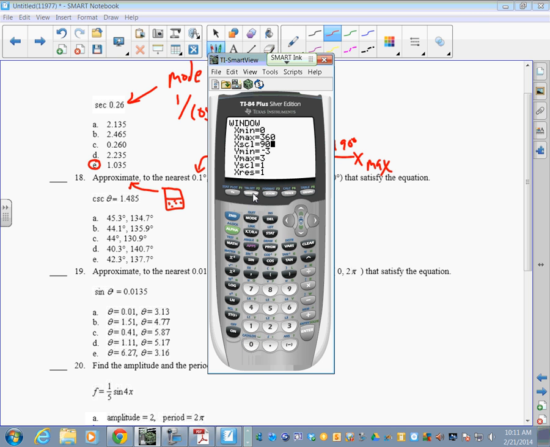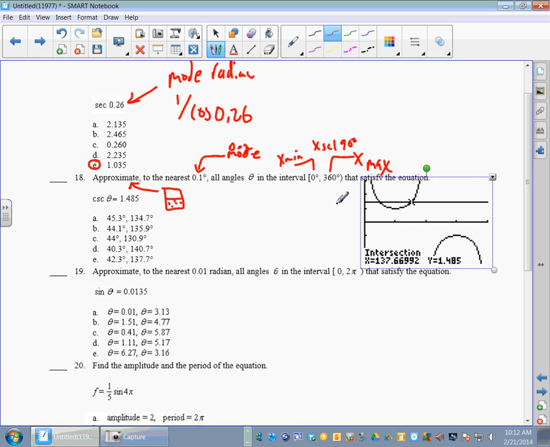Let's see. Window, mode, degrees. And we're set up. There's 1 and 2. Which button do you use to find that? Yeah, intersect. Second, calculate, intersect. First curve. Oh, I need a number on that. Y equals is on the asymptote. There, I'm off now. First curve, second curve, guess. It's close enough. 137.7.